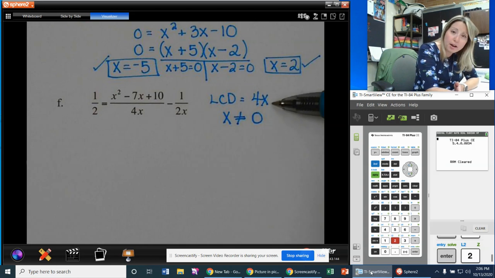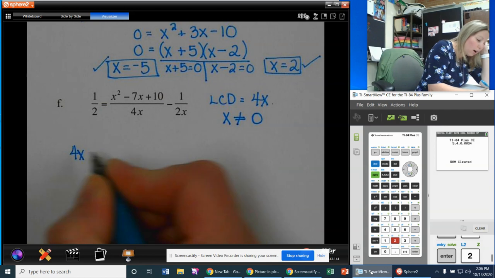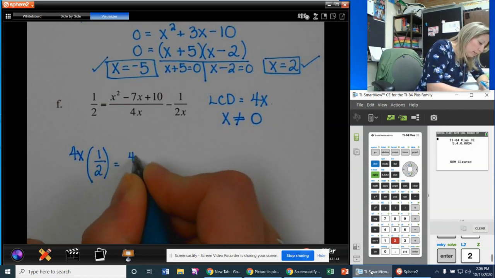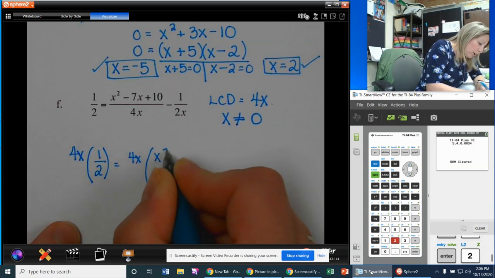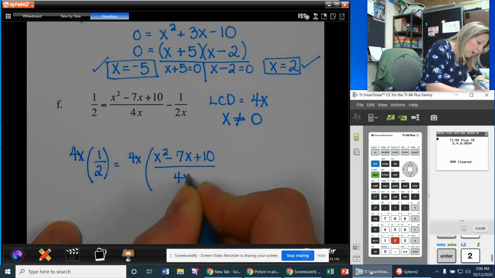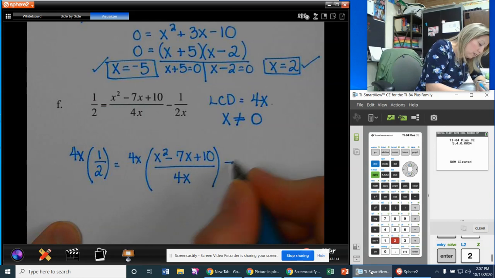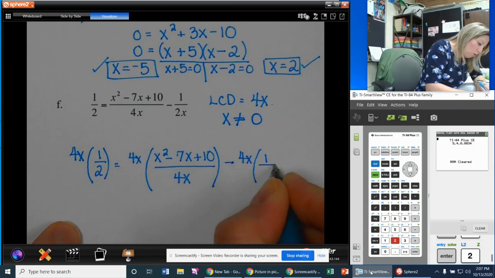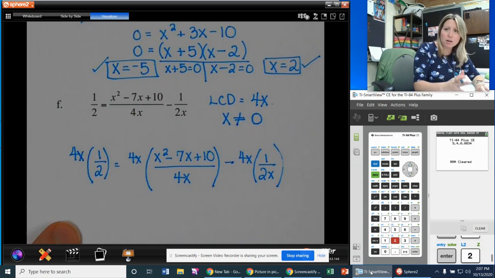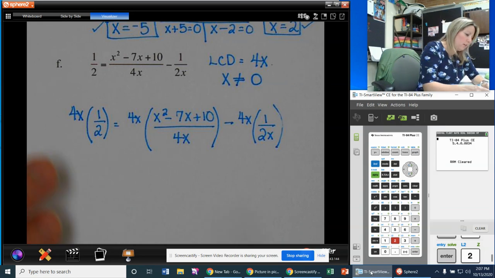Well, now I take my LCD and I multiply it by every single piece of the equation. So 4x times the 1/2 here, and 4x times this whole thing, so x squared minus 7x plus 10 divided by 4x. This isn't a bad thing. Trust me, it's going to cancel, so don't panic, right? And then minus this 4x times 1 over 2x. Okay, and so there's still canceling happening there.